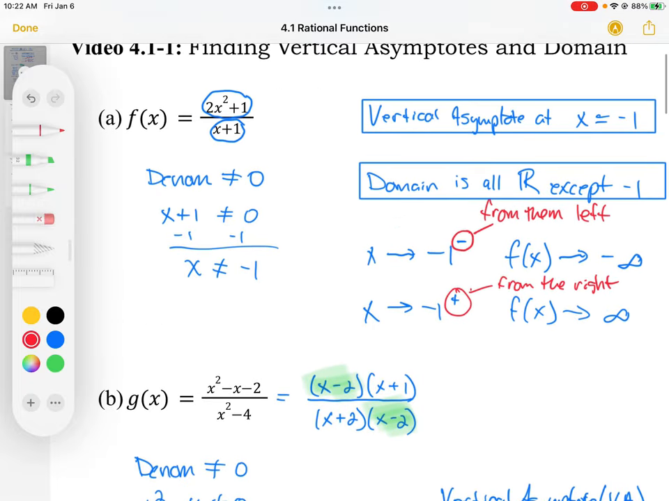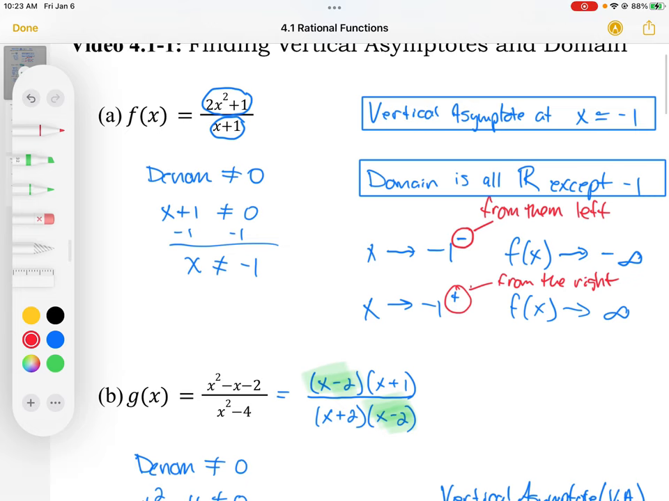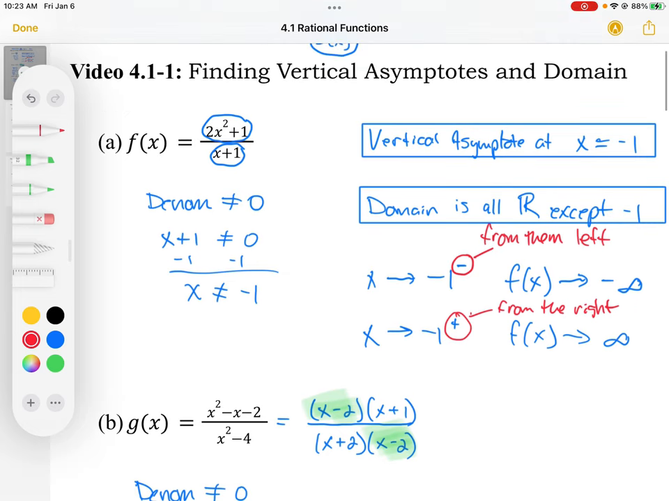Okay, so that's how you go about checking these rational functions on whether or not they have a vertical asymptote and if there are any values you need to exclude from the domain because of those vertical asymptotes.